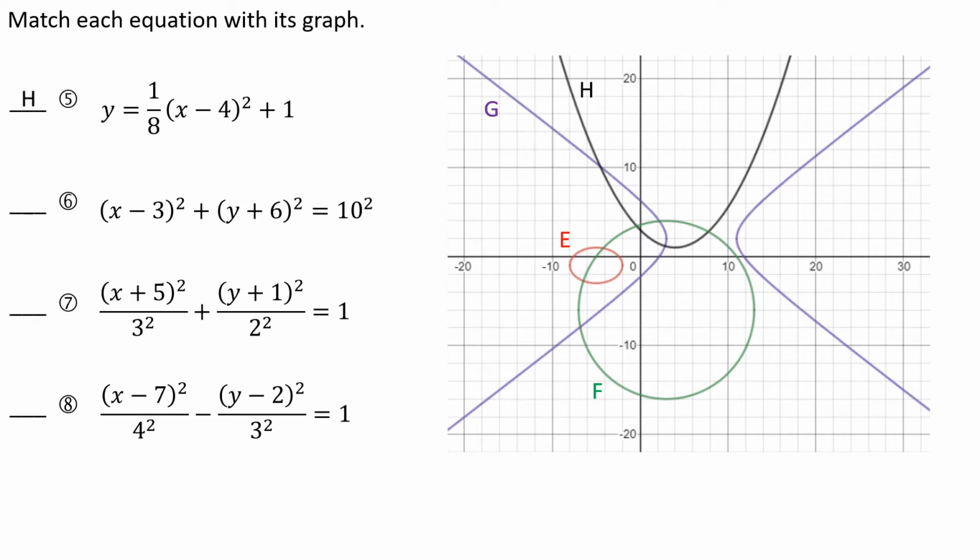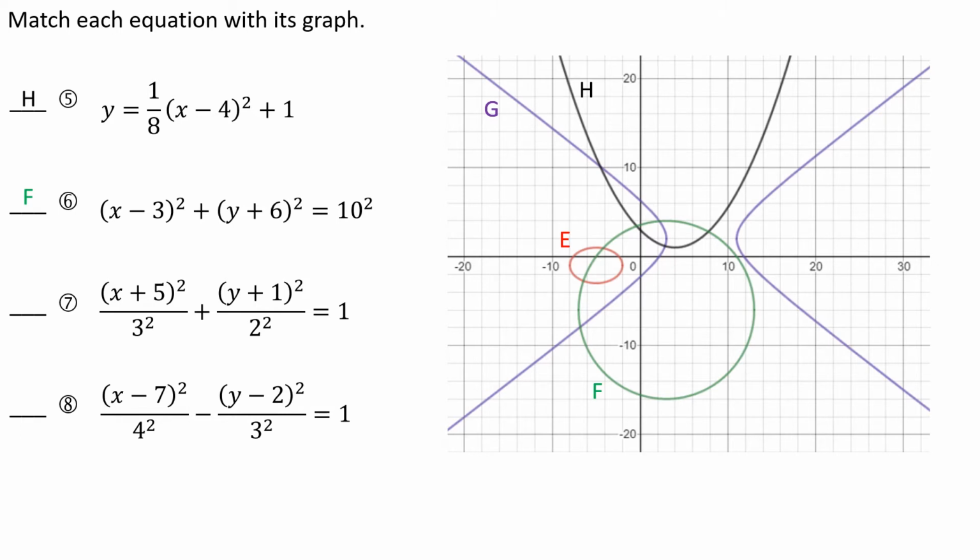Number 6. X and y are both squared. Neither one has a coefficient, or I should say the coefficient's 1. So they have the same coefficient. Radius has to be 10. The center of the circle needs to be at 3, -6. Yep, circle F looks like it's going to fit the bill quite fine. It looks like that circle could very well be centered at 3, -6. Looks like the radius is 10, right, because it looks like the diameter is about 20.